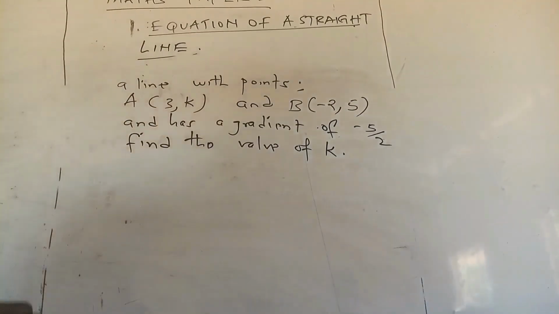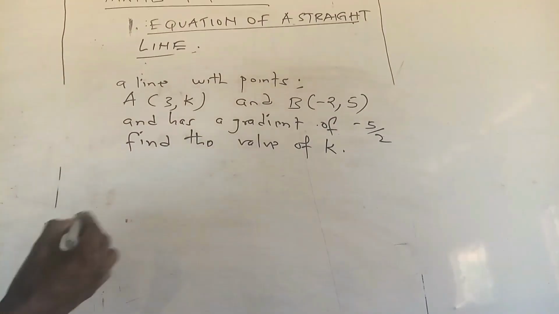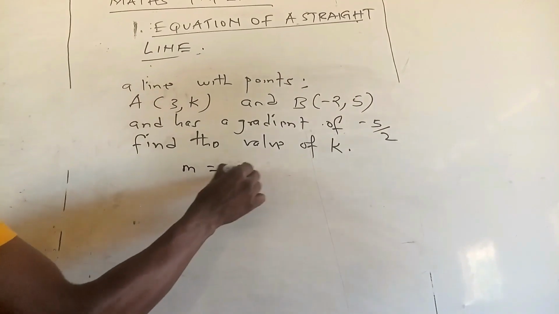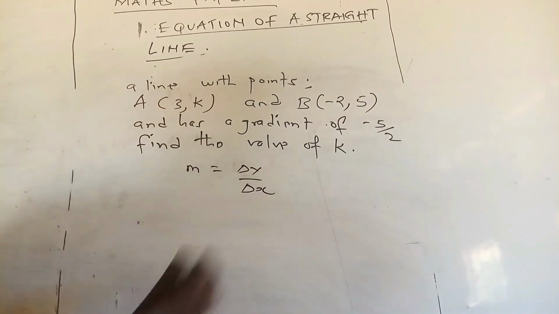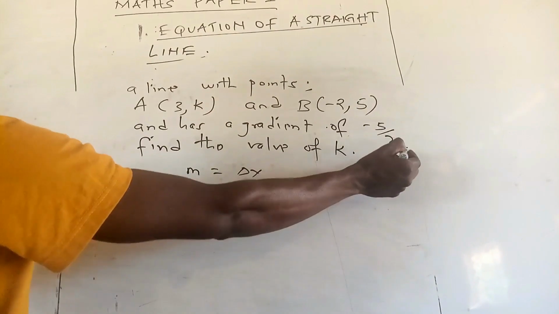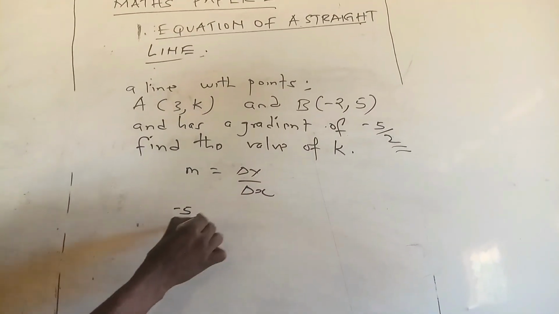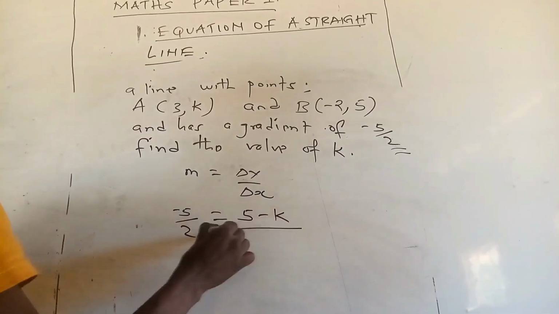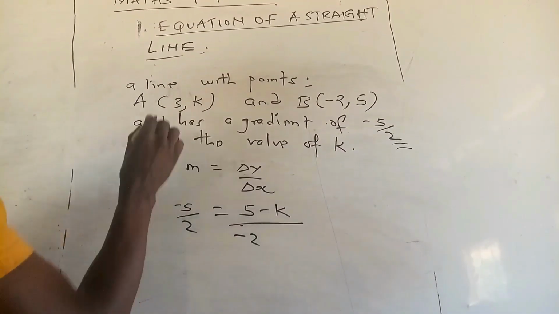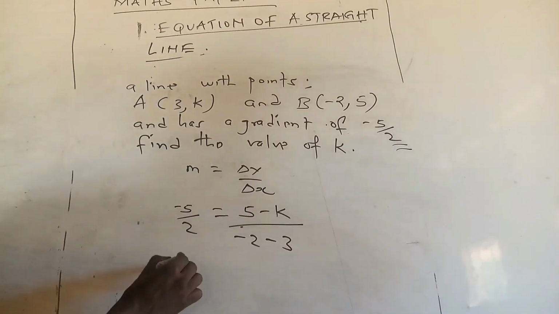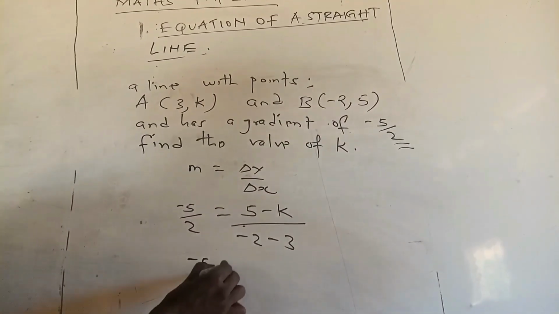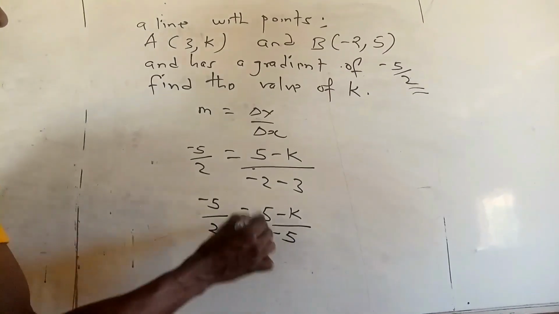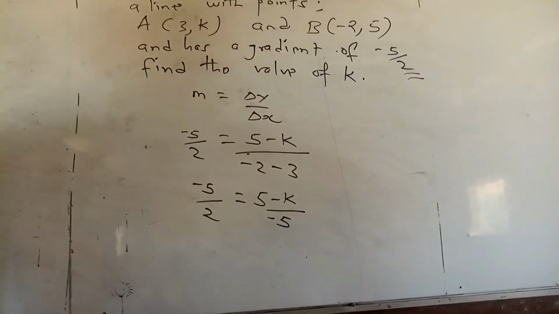Now how do you get the value of k? We start by writing the formula for finding the gradient. We know that to get the gradient, which is m, you simply look at the change in y over change in x. Our gradient in this case is negative 5 all over 2, which is equivalent to 5 minus k all over negative 2 minus 3. If you work this out, you'll get negative 5 all over 2 is equal to 5 minus k all over 5, since negative 2 minus 3 is negative 5.